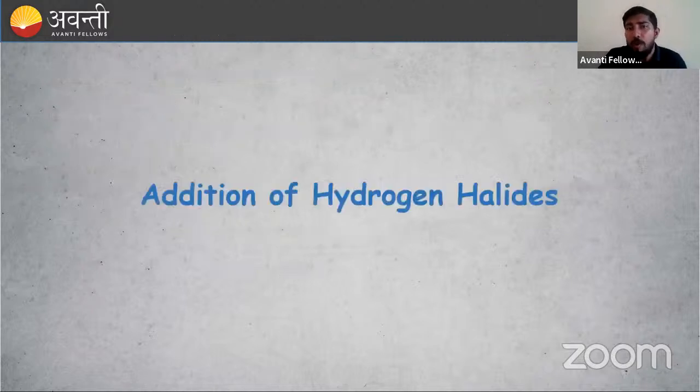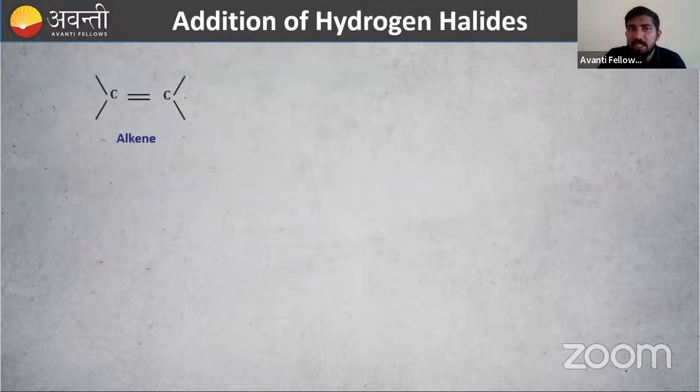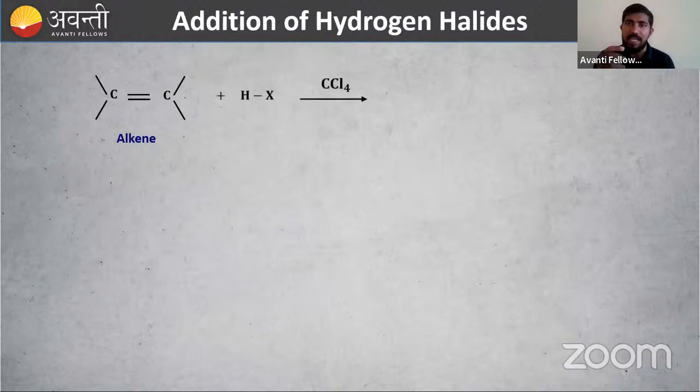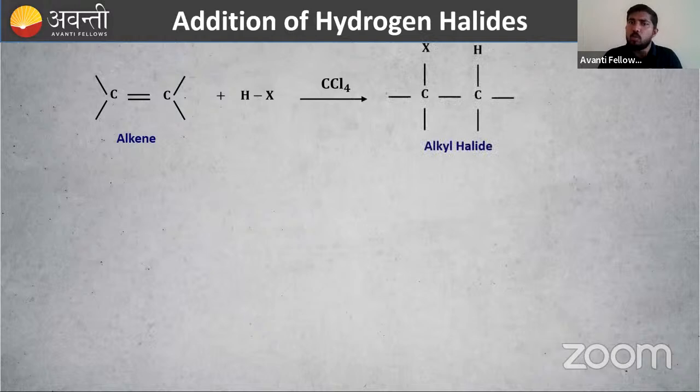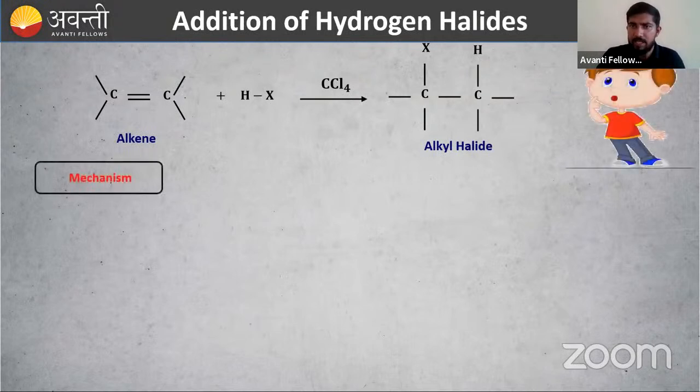Okay. Then addition of hydrogen halide. So what is happening here? We have alkene. Hydrogen halide means hydrogen is present, halogen is also present. That is HX, our hydrogen halide in CCl4. So what is forming here? To one carbon, a halogen is going. To another carbon, one hydrogen is going. So what are we getting? Alkyl halide. So alkene to alkyl halide. That is addition of hydrogen halides here, right?